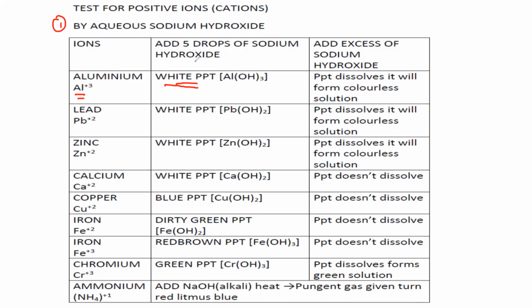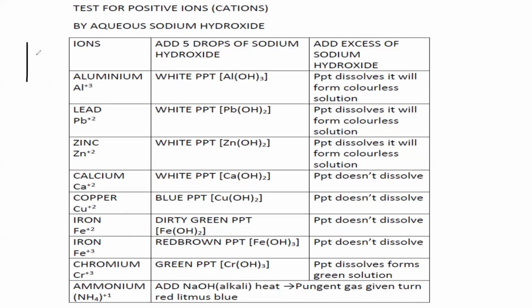What is the meaning of precipitate? Like you have a salt solution and you add aqueous sodium hydroxide. When you mix the two solutions, as a result you observe a solid is formed. This solid is known as PPT. So when you mix, you have a salt solution, for example this salt contains aluminum ion.